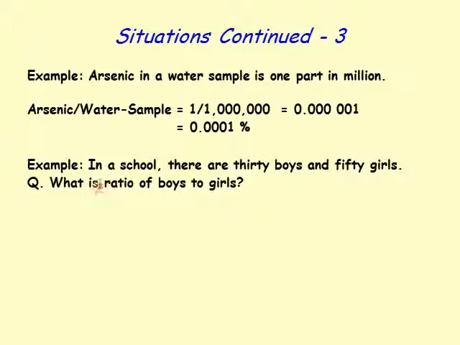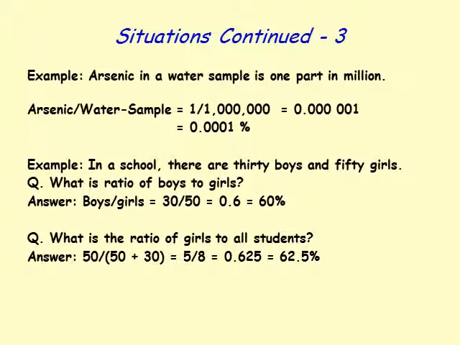Let's continue. Example: in a school there are 30 boys and 50 girls. What's the ratio of boys to girls? There are fewer boys. The ratio of boys to girls is 30 divided by 50, which is 0.6, and which is 60%. We move the decimal place to the right 2 places, it becomes 60%. Now, the ratio of girls to all students. There are 50 girls in a class of 80. 50 divided by 50 plus 30 is 5 divided by 8, which is 0.625, and when we move the decimal place to the right 2 places, it becomes 62.5%.